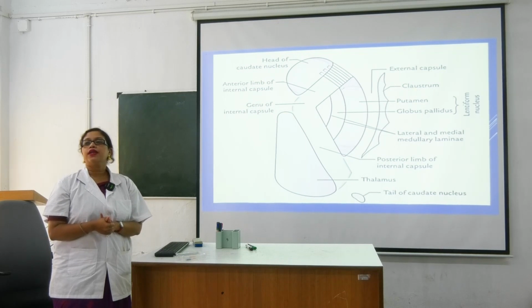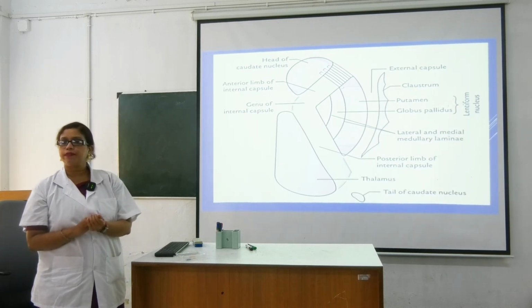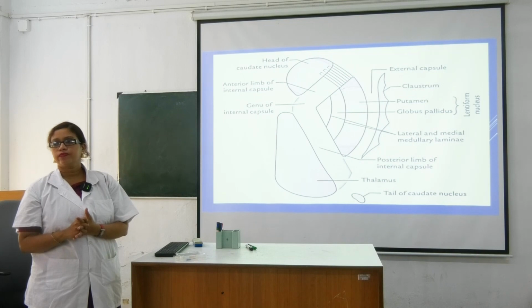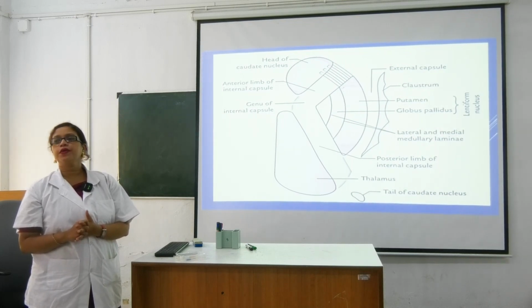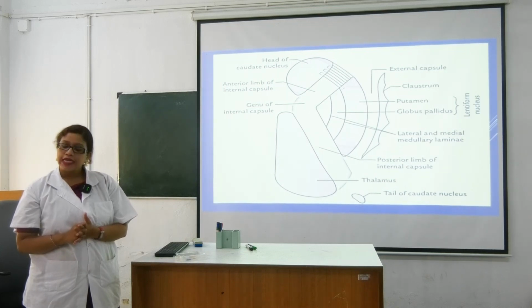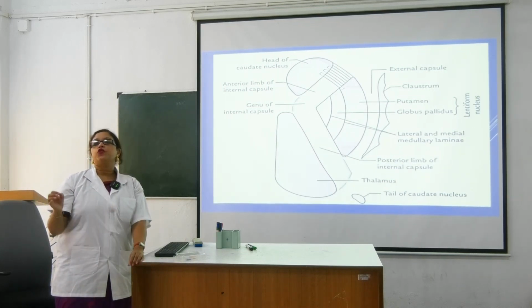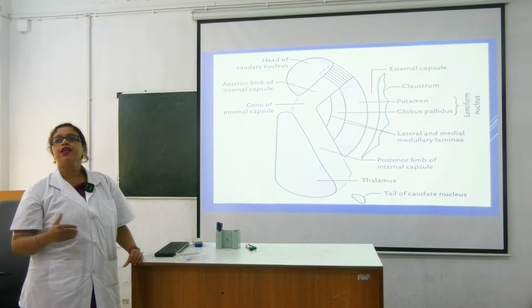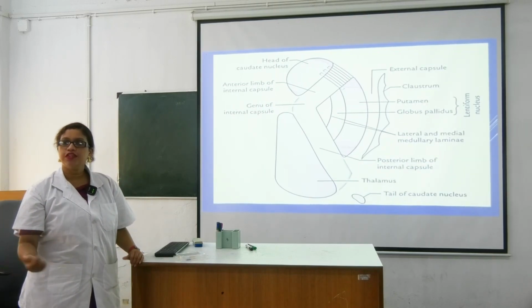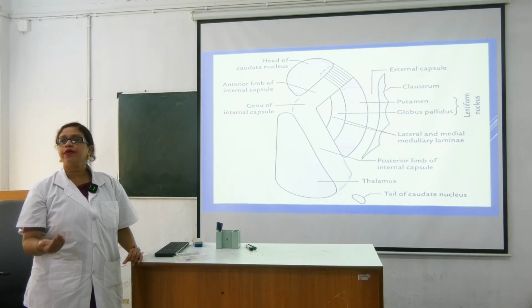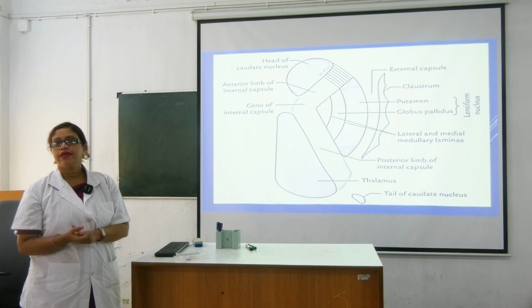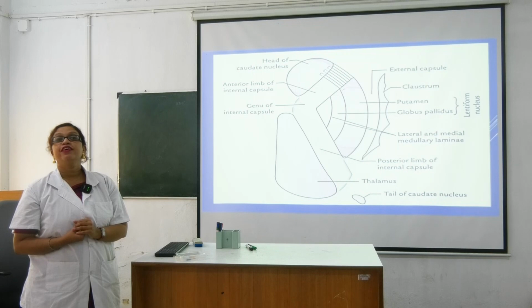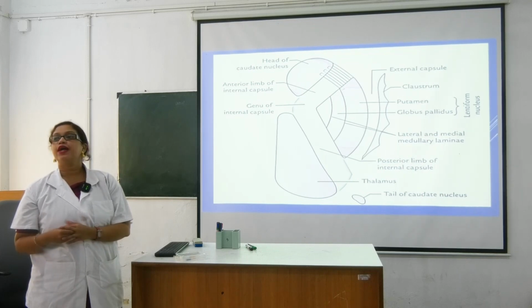Second one is the globus pallidus. Globus pallidus or internal capsule? Internal capsule. First is the caudate nucleus, then the internal capsule, then next the globus pallidus, next the putamen, and what comes after that? External capsule.